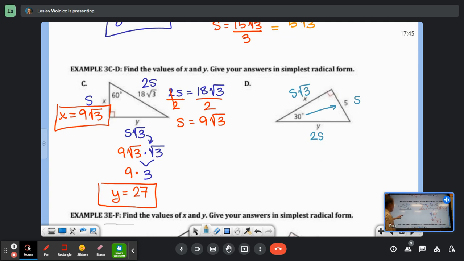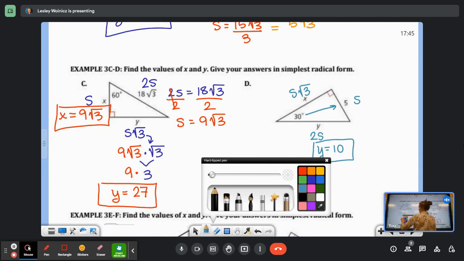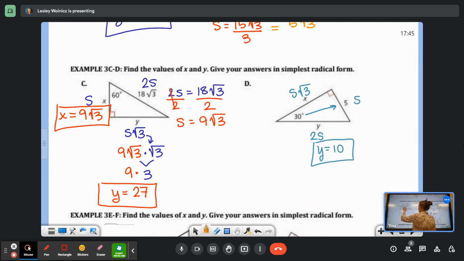So what is y? Well, 2 times 5, right? So y equals 10. That was easy. What about my x? X is the 5 times the square root of 3. X equals 5 root 3. Done.